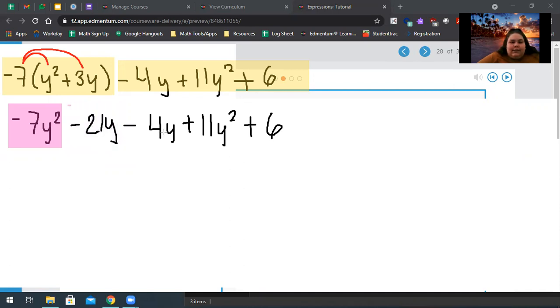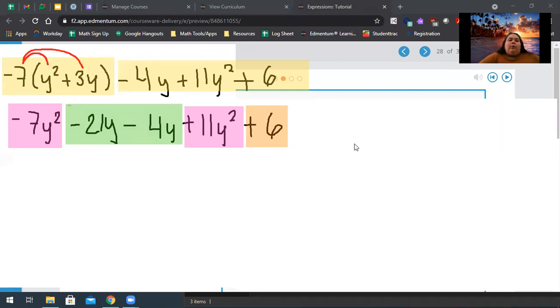Minus 4y, still nothing. 11y squared. That sounds almost exactly right there, y squared. And then I have this 6. Again, nothing to do there because it doesn't have a y squared. So then we move on to the next term, because there's no other y squareds. This one just has a y, and the next one has a y. That 6 doesn't have a y, so I'm going to give it its own color and let it sit there.